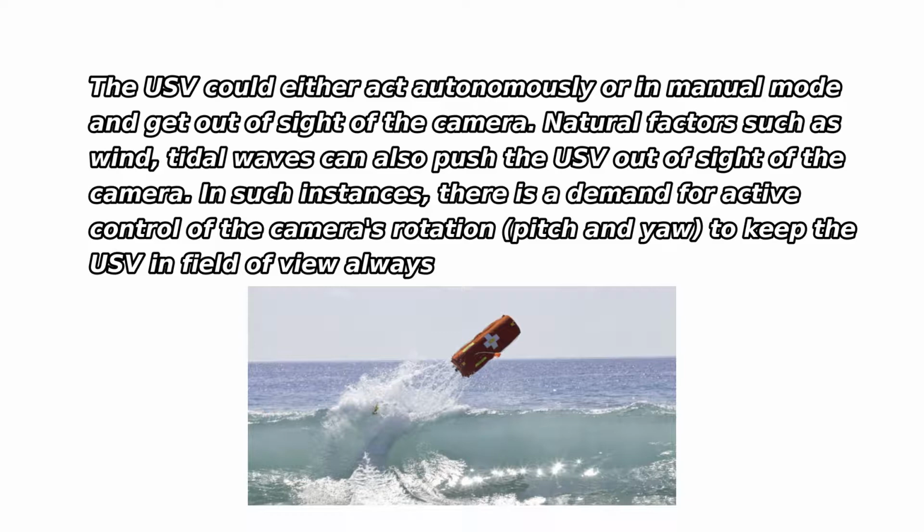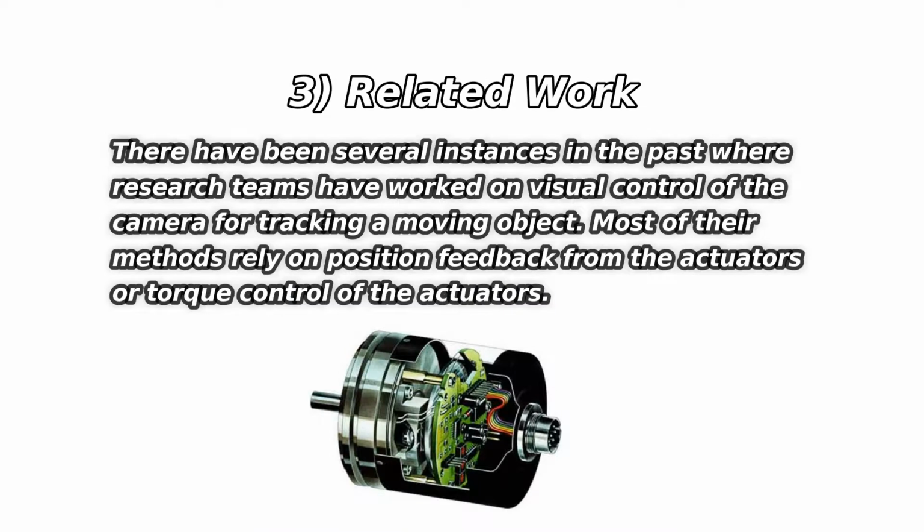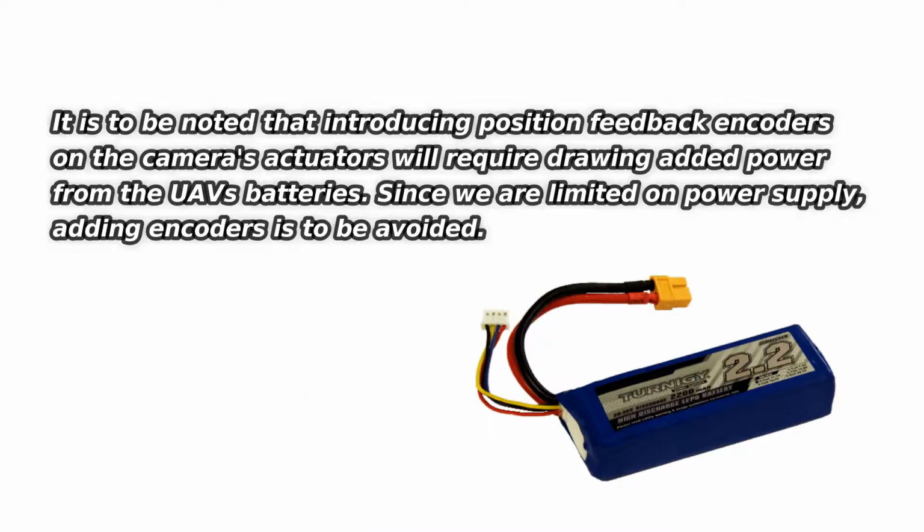In such cases, there is a demand for active control of the camera's pitch and yaw to keep the USV in view. Several research teams have worked on visual control of the camera to track a moving object. Most of the methods rely on torque control or need position feedback from the actuators. Using position feedback is not a good option as it draws more power for the added feedback sensing functionality.